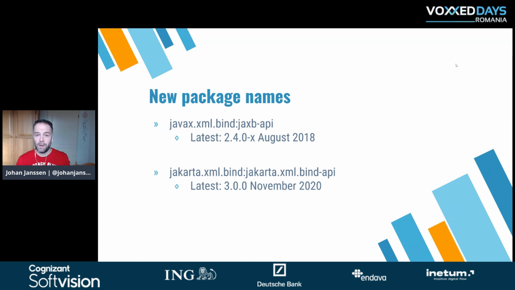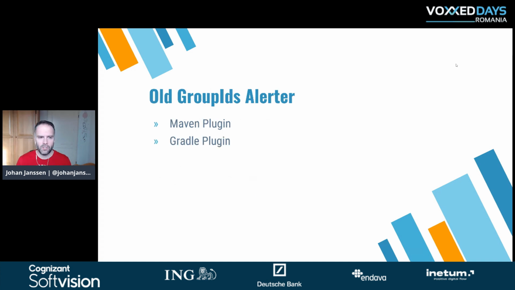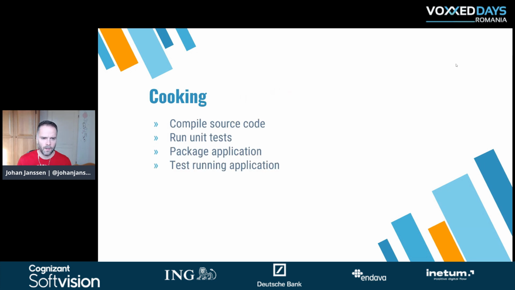If you, however, have a new package name, those tools in general cannot; they will simply pick the latest version, but the latest version is an old version because there is a fork of it. In that case, you can use the old group IDs alerter plugin, which will notify you if you have issues like this. So there are various plugins to make sure your dependencies are up to date. And I cannot emphasize it enough. Make sure they are up to date. It's not only good for your application because you have a lot of benefits by it, but it's especially helpful if you upgrade Java, then it will be really easy.